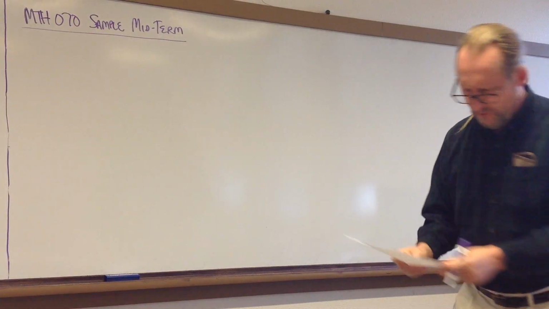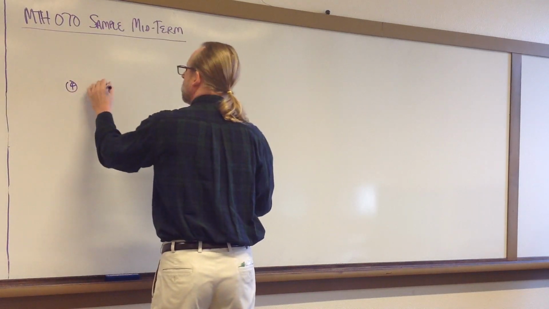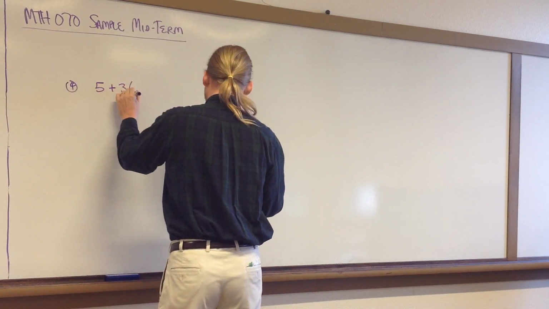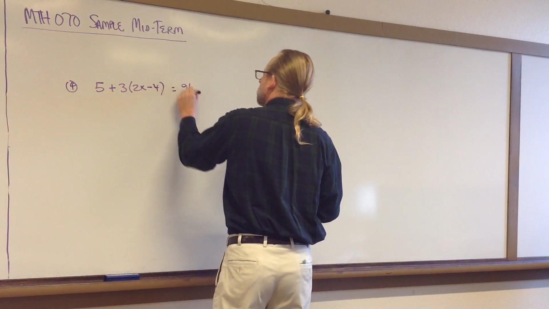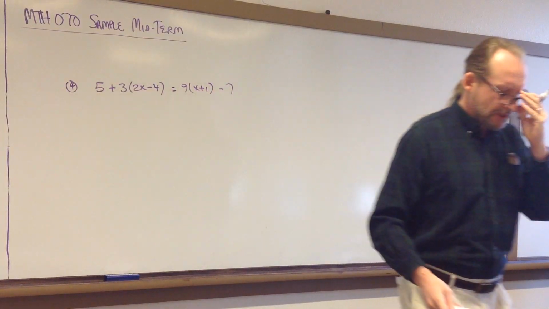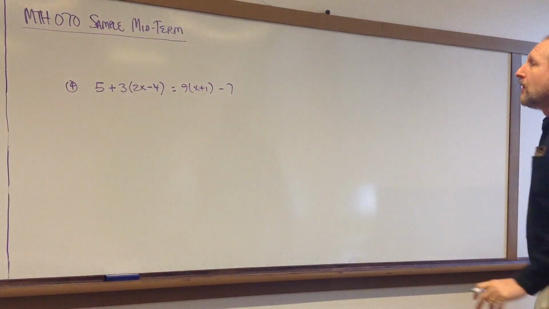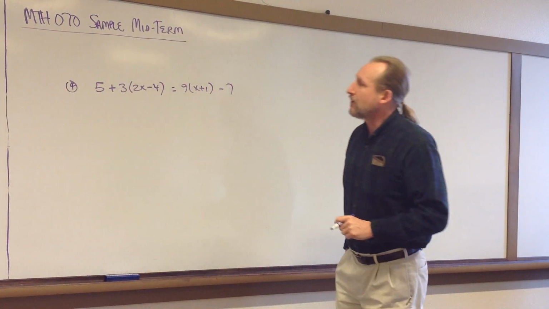Starting with number 4. We've got 5 plus 3 times 2x minus 4 equals 9 times x plus 1 minus 7. So there's a bunch of things happening in this equation. Number 1, again, you see this. Don't fall into that trap.